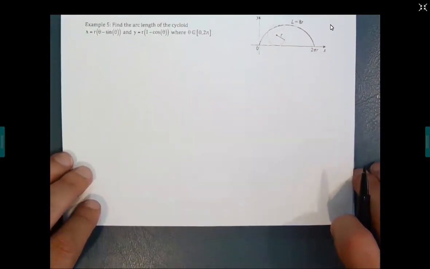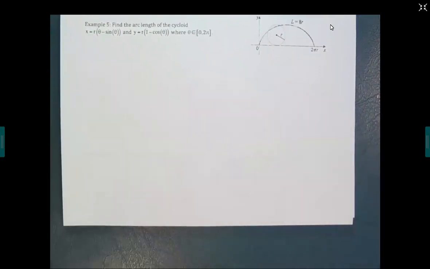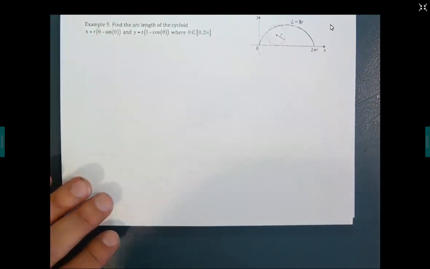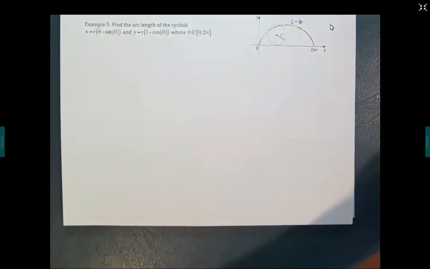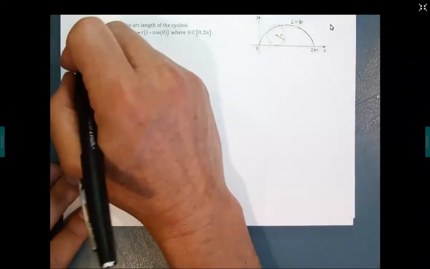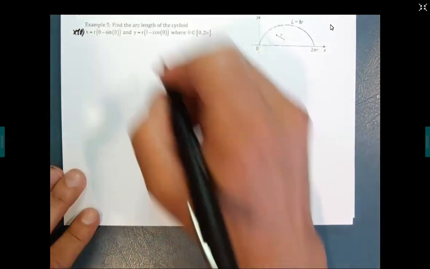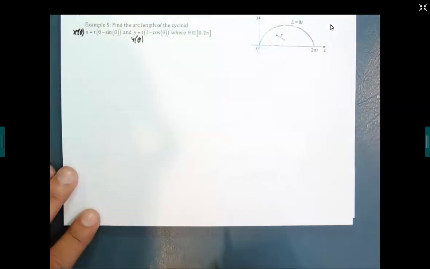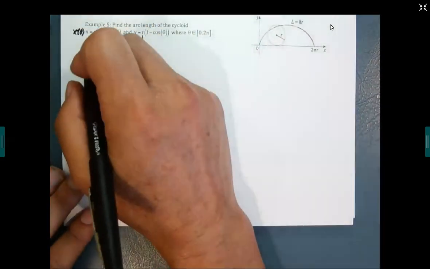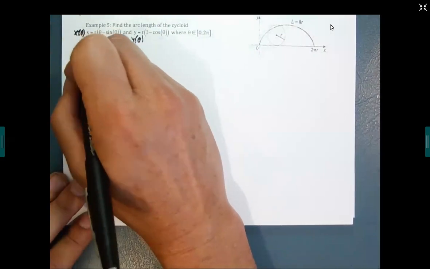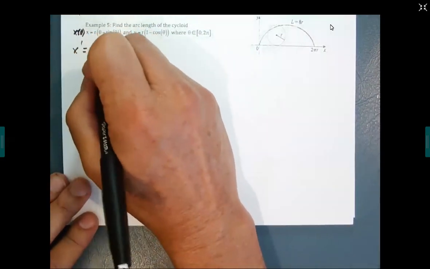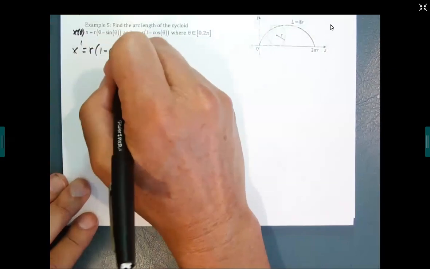All right. Find the arc length of the cycloid. Now, we've talked about the cycloid several times. We get a lot of fun use out of this. So I'm going to have to do a couple of things. First off, I'm going to call x a function of theta, and y a function of theta. So when I use the prime notation, I'm talking about with respect to theta, not with respect to one another. So x prime is going to be r times 1 minus cosine theta.